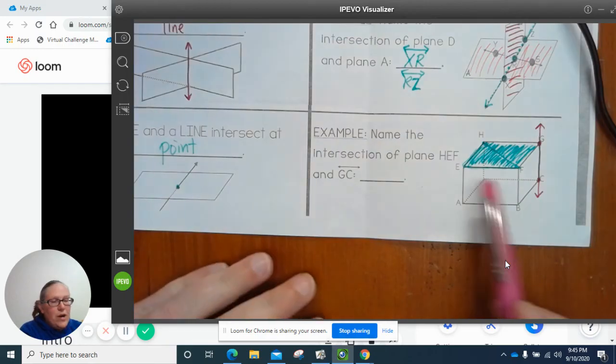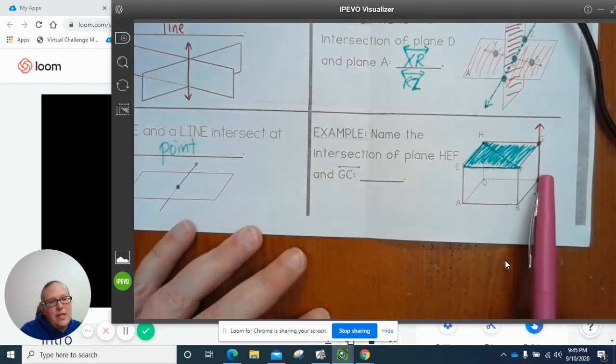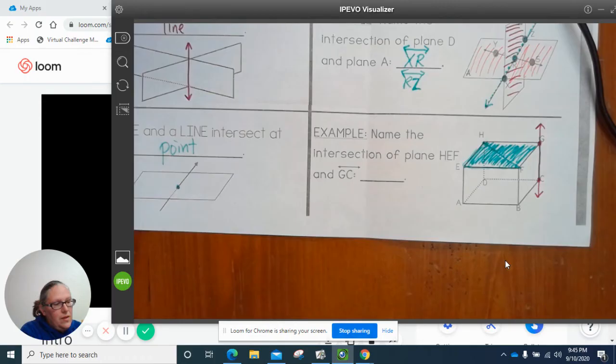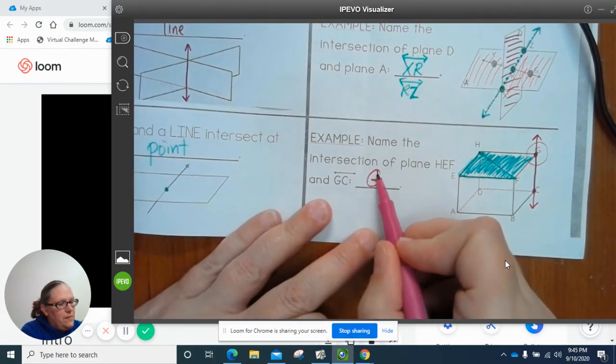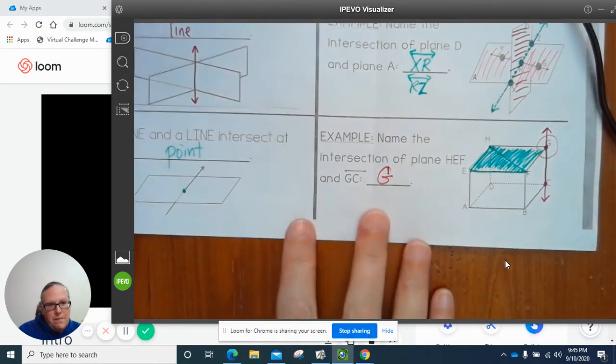So the question is, where do those two things touch? Where does this line touch this plane? Right there at G, right? Just at that one spot. Doesn't even cut through it, just kind of skims across it.